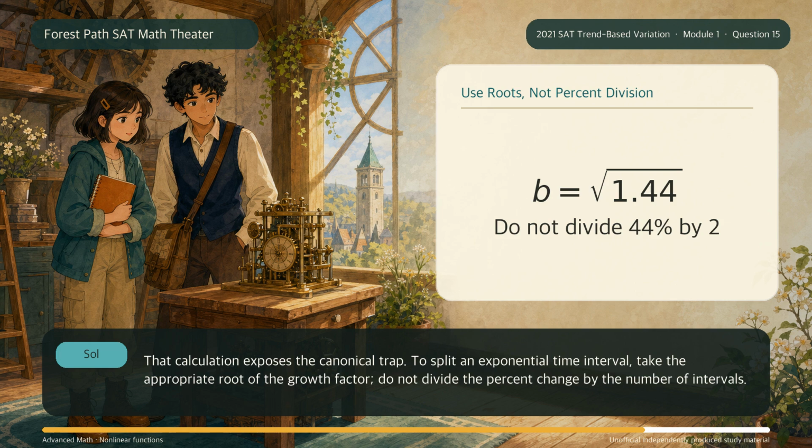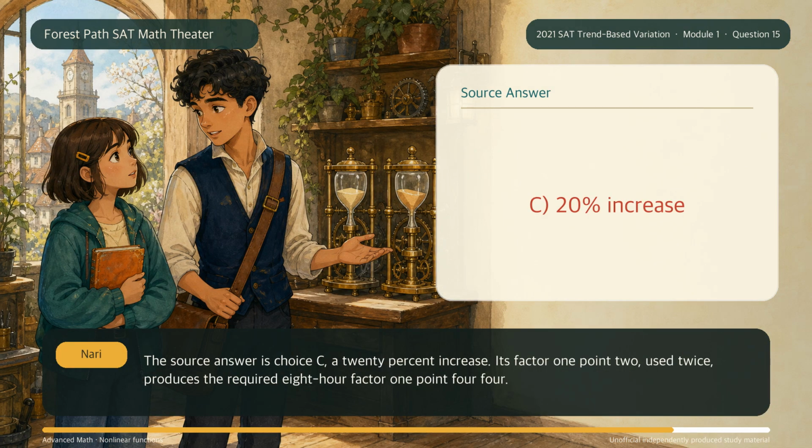That calculation exposes the canonical trap. To split an exponential time interval, take the appropriate root of the growth factor. Do not divide the percent change by the number of intervals. The source answer is choice C, a 20% increase. Its factor 1.2, used twice, produces the required 8-hour factor 1.44.